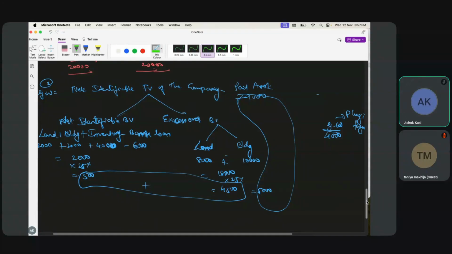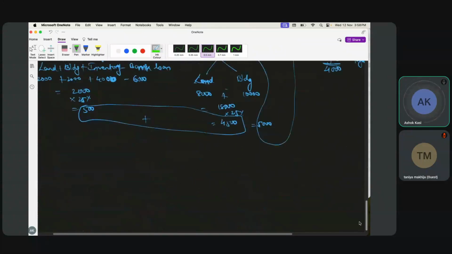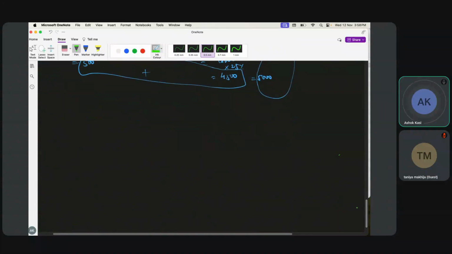Now third question. They say at the end of the year, this is the income statement of the acquirer and the income statement of the target. Incorporate the target company's income statement impact on the acquirer's company. So first we will write this question again. Third question, income statement of the acquirer first.